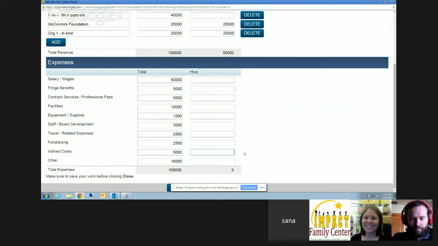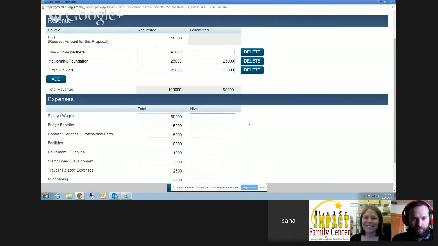Okay, so now let's go through the amounts that you'd be asking from the Hive Fund, which should end up equaling $50,000.